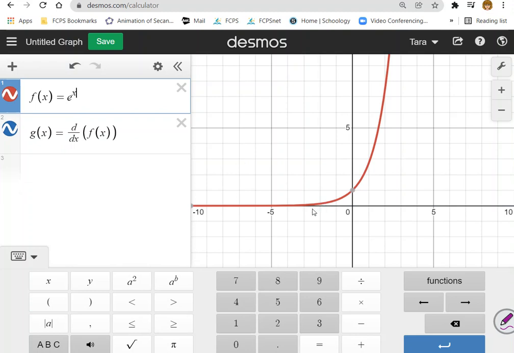That means if I look at the slopes along the e to the x curve, the pattern of those slopes is an exponential growth. Okay? An exponential growth function has slopes that grow exponentially.